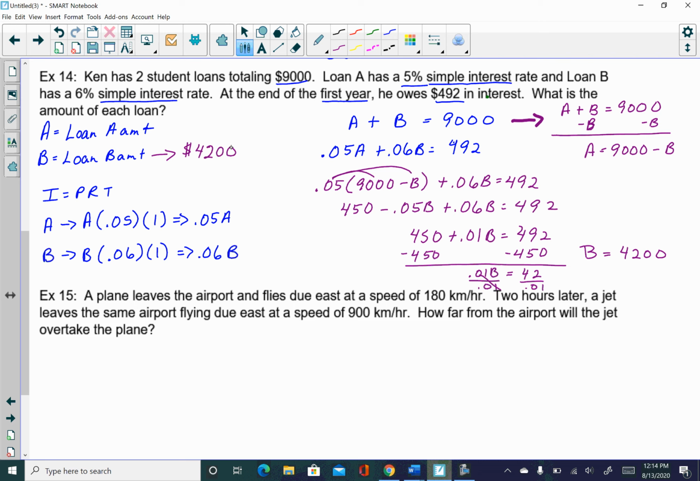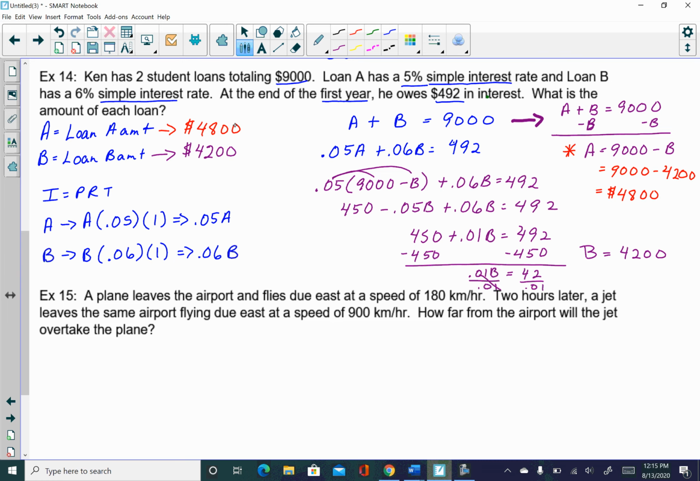To figure out now the amount of loan A, it would be just going back and substituting into your equation. You can use any equation that you want to, but this one right here is the easiest one to plug into because it's already solved for A. And so A equals 9,000 minus your B, and we just found B to be 4,200. 9,000 minus 4,200 would be 4,800. And that's your answer. So a little bit more involved, but you know, you've got to see different techniques so you'll be able to tackle various problems, okay?